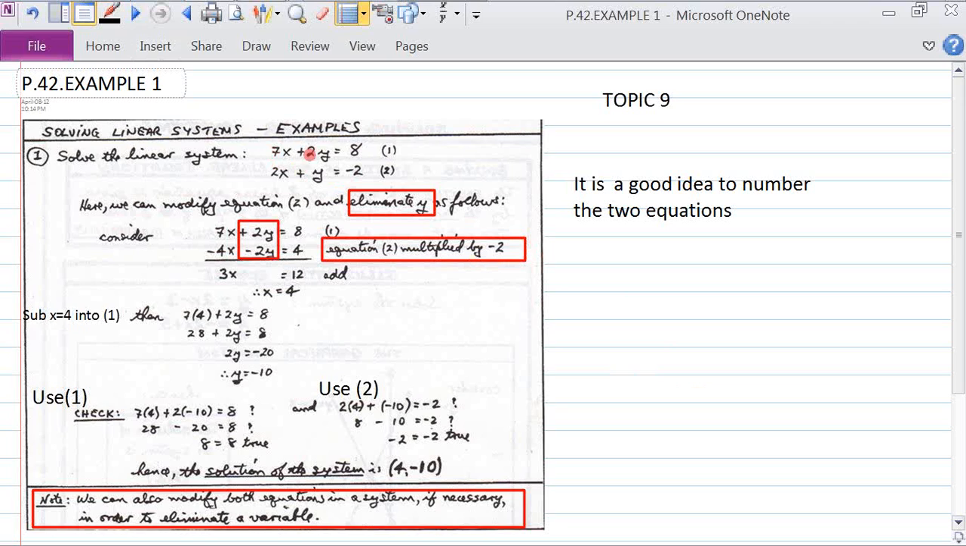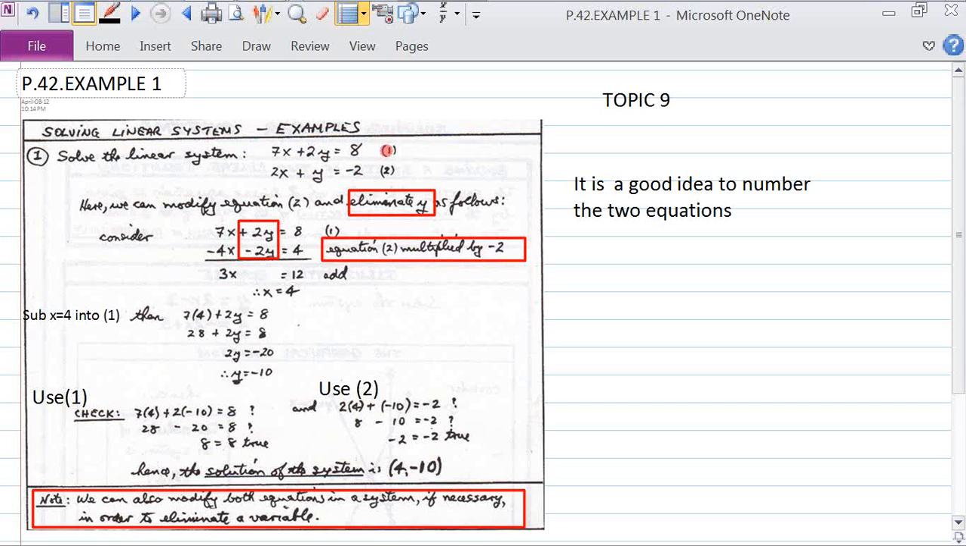We want to solve the linear system 7x plus 2y equals 8, 2x plus y equals minus 2, which means that we really want to find the x and y values where these two lines intersect. If these two lines are not parallel, because parallel lines don't intersect, they have to intersect at some point. So one of the ways that we learned to do this was the elimination method.